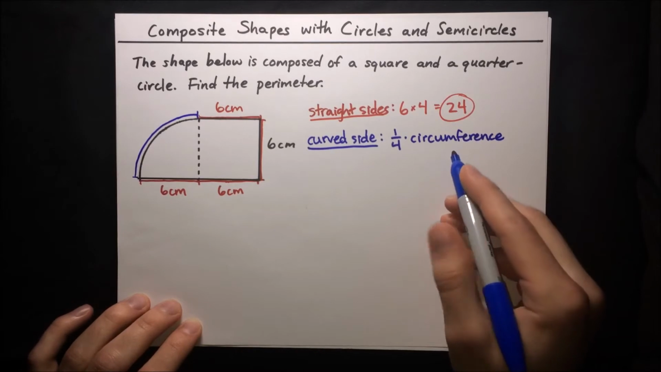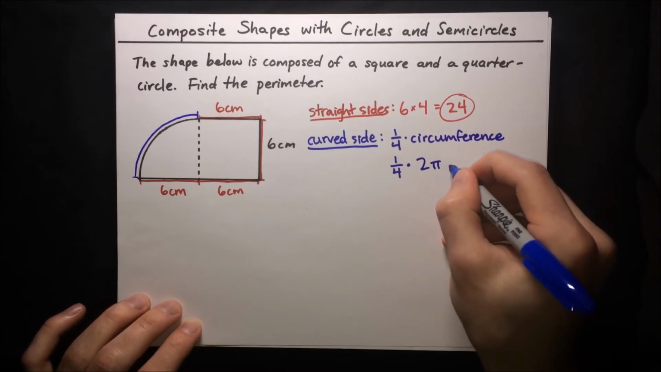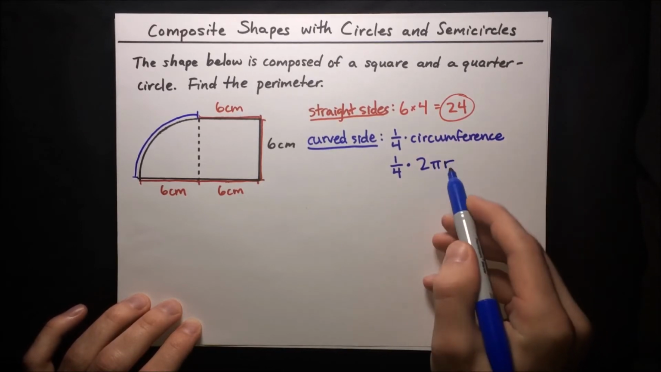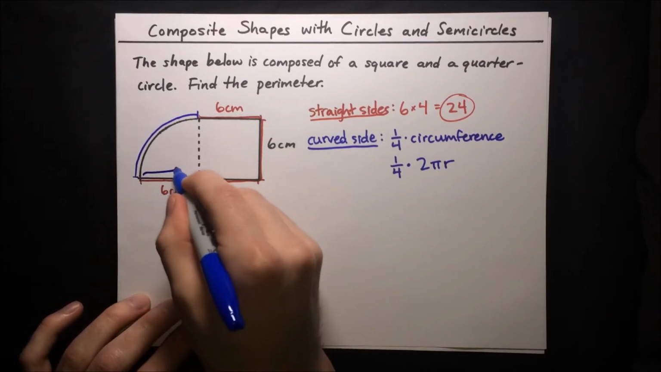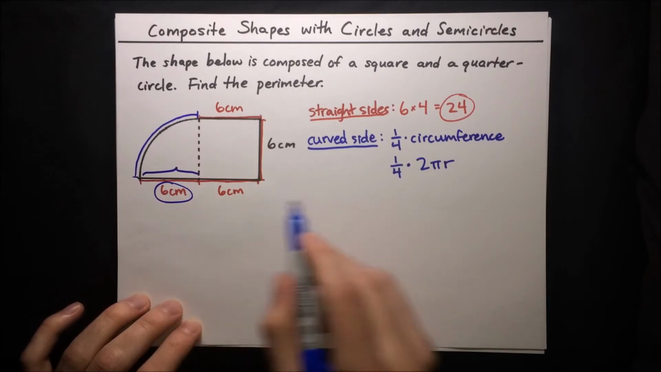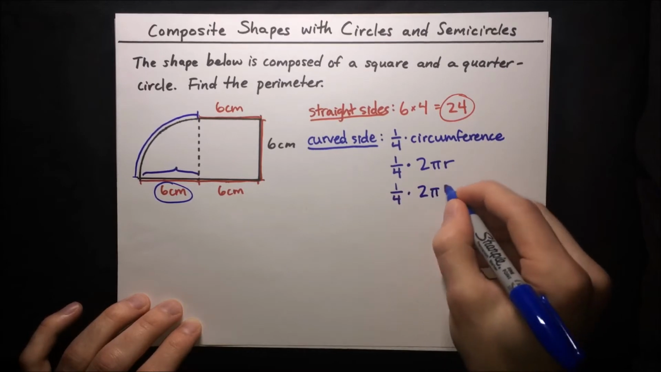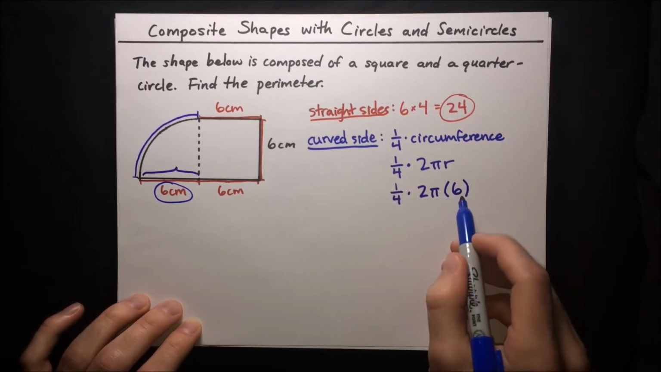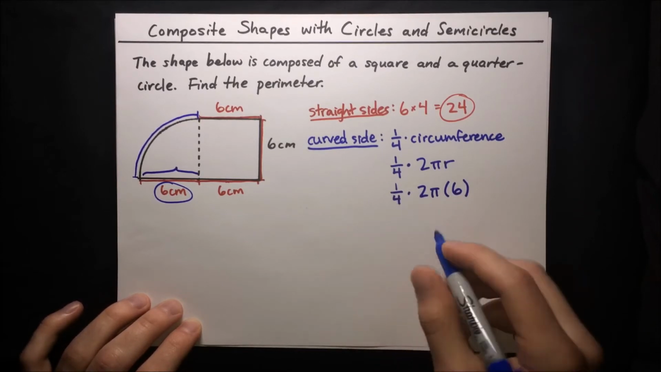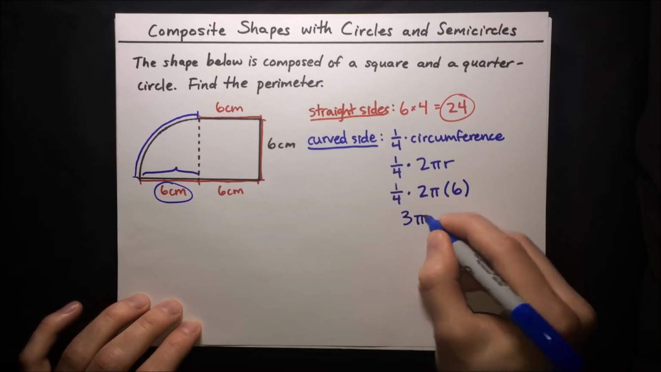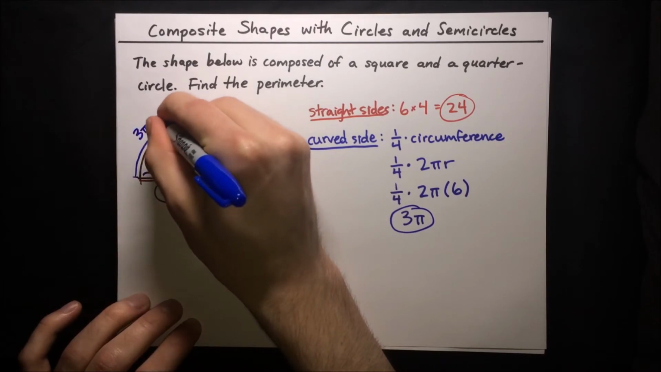And from previous knowledge, we know that the circumference can just be expressed by 2 pi times the radius. So 2 pi r for radius. And the radius, we have a measurement right here. That's just 6 centimeters. So we can plug that into our circumference. So 1/4 times 2 pi times 6. 6 times 2 is 12, and then divided by 4 is 3, so that's just 3 pi. Okay, so that's the length of the curved side. The curved side is 3 pi centimeters.